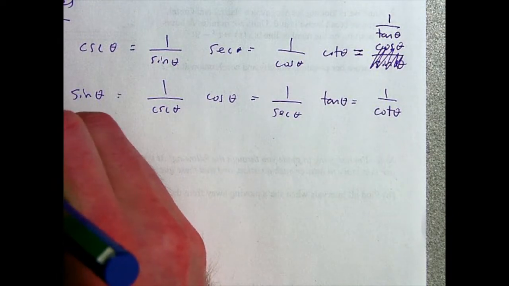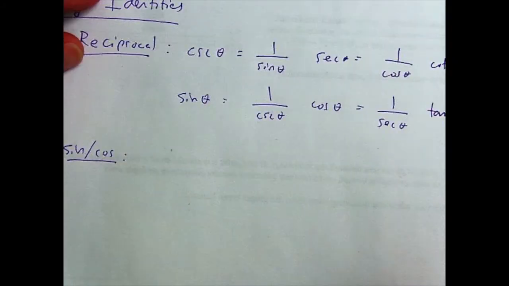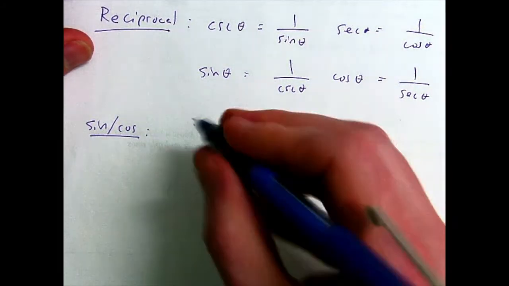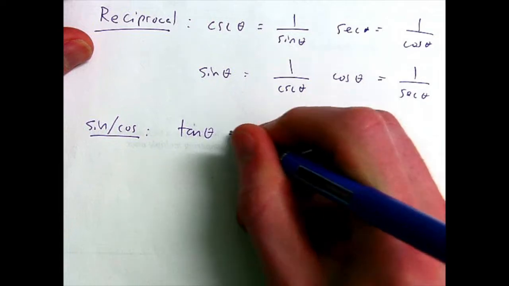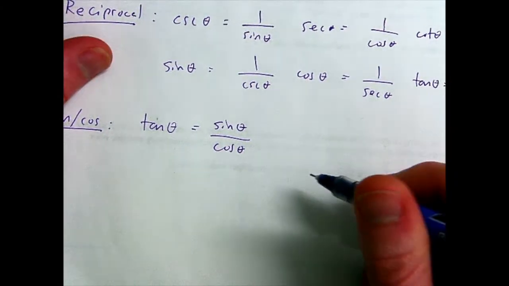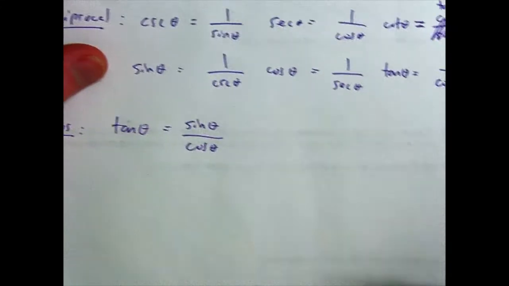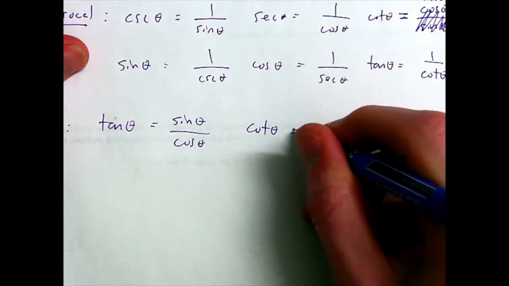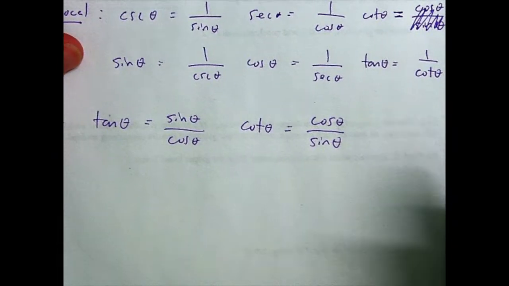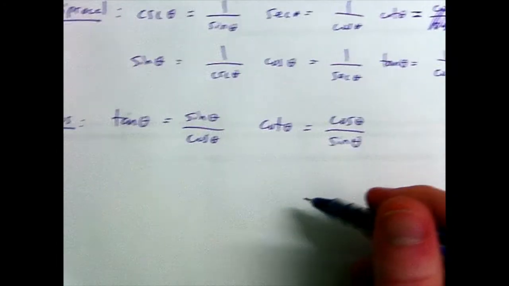Then we had a couple of sine cosine identities, I think I called them. Basically, this is for expressing tangent and cotangent in terms of sine and cosine. The tangent of theta is equal to sine over cosine. That's really important. You can think of it as tangent is y over x. Sine is y, cosine is x. And similarly, cotangent is cosine over sine. You can think of it again as cotangent is x over y. Well, x is cosine and y is sine.